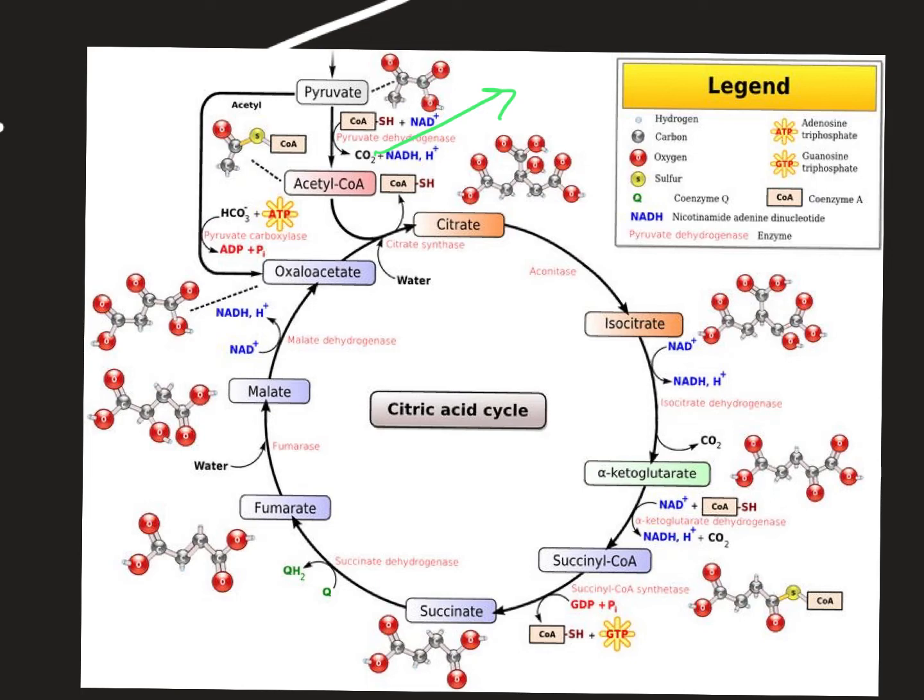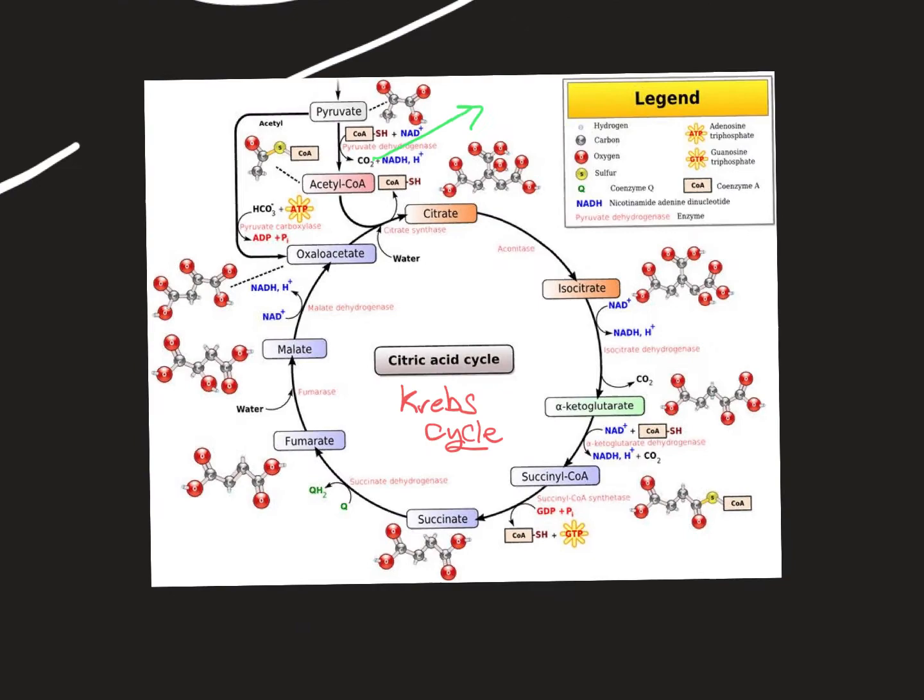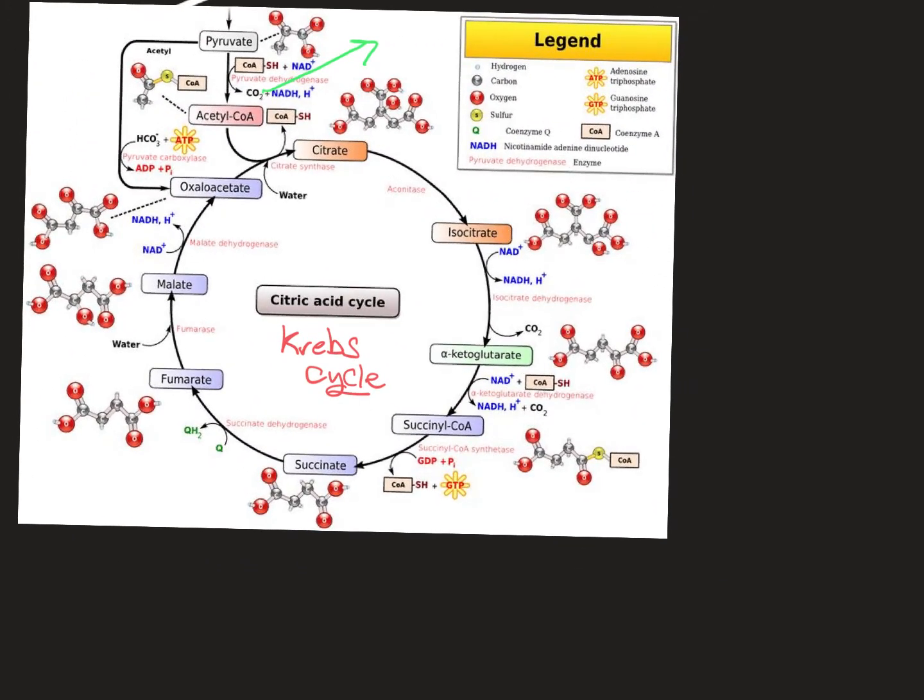Then it continues the process, what's called the citric acid cycle, also known as the Krebs cycle, which more people know it as. They call it the citric acid cycle because citrate is the first step. It does all these changes, which we don't need to look at. You don't need to know any of these molecules and how they change.